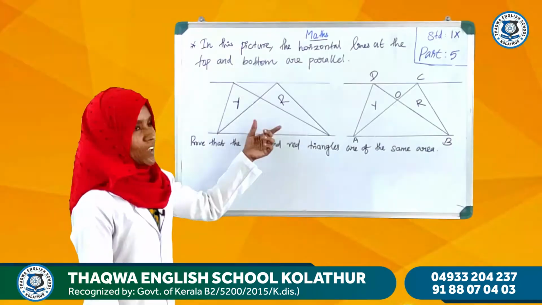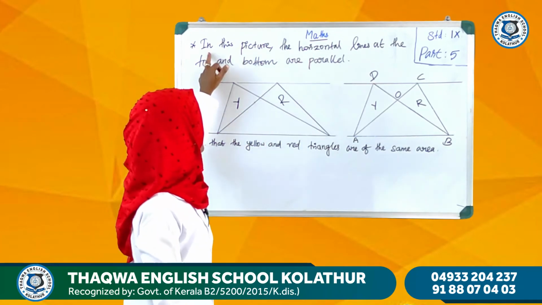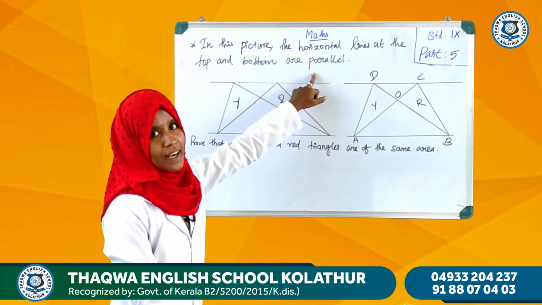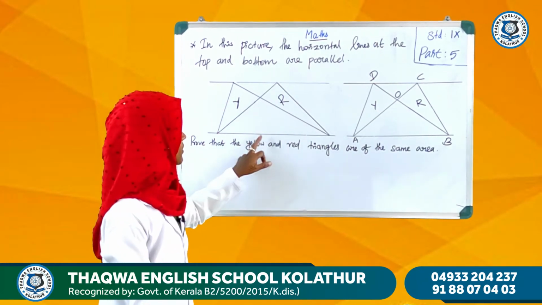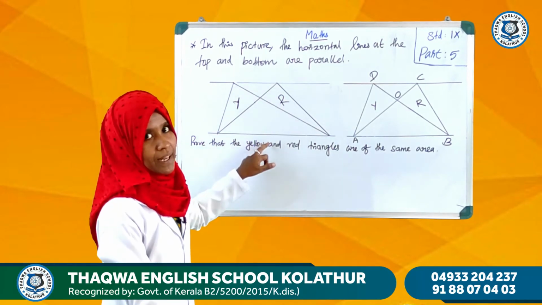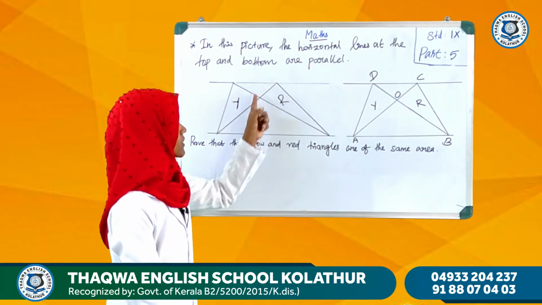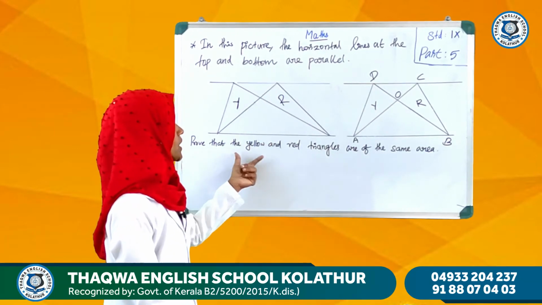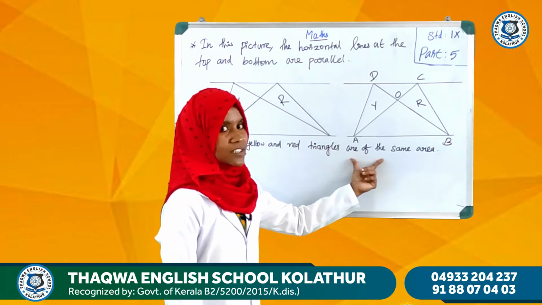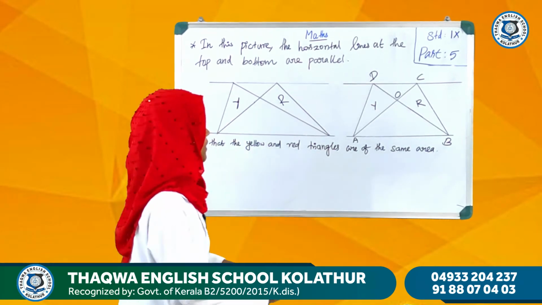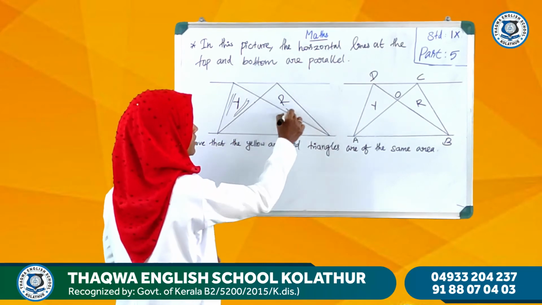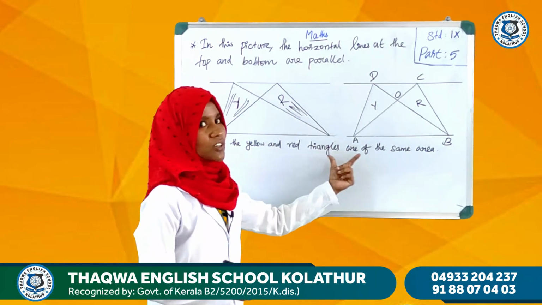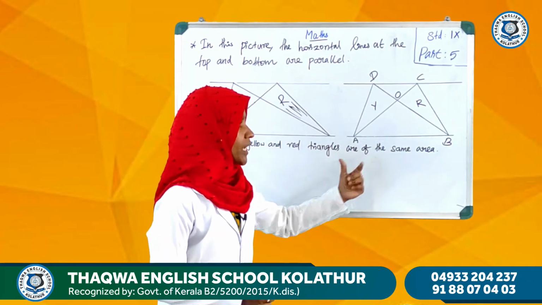Okay. Next question. In this picture, the horizontal lines at the top and bottom are parallel. Listen, the top and bottom lines are parallel. These are the horizontal lines. Prove that the yellow and red triangles are of the same area. This is the yellow triangle and this is the red triangle. We have to prove that the yellow and red triangles are of the same area.